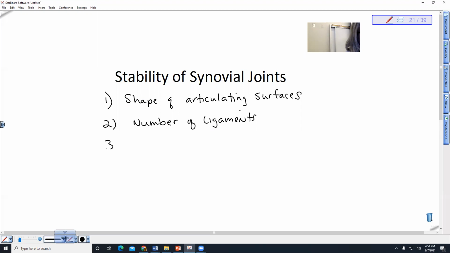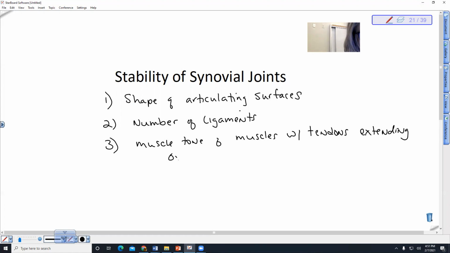The third thing that affects the stability is the muscle tone. So like how contracted the muscle is, that have tendons that extend over the joint. So the muscle tone of muscles with tendons extending over the joint. When we get to talk about the knee, this is one factor where muscle tone plays quite a big role.